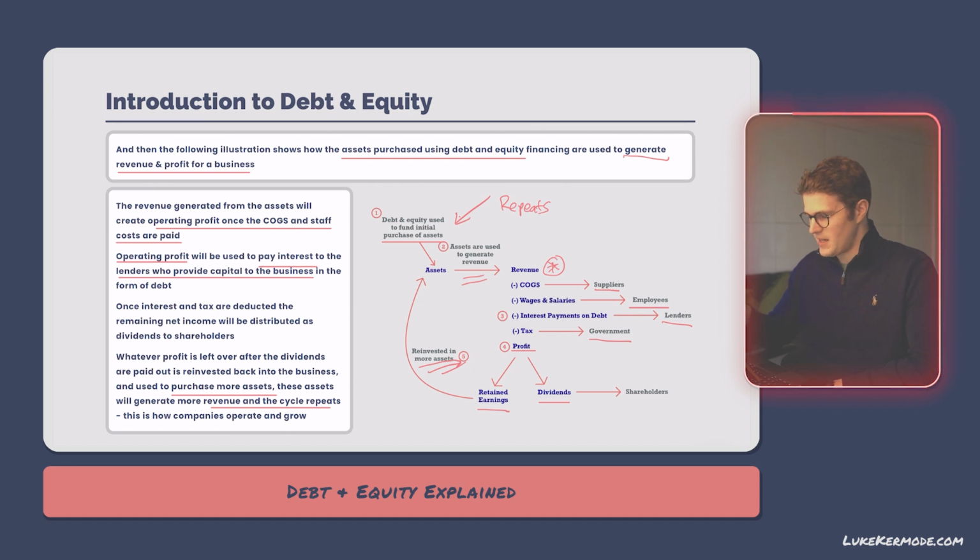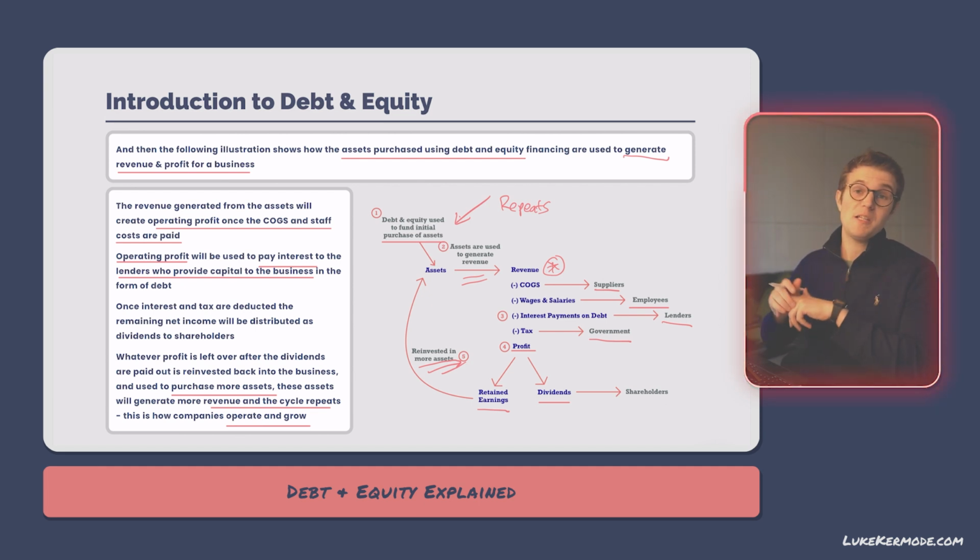We purchase more assets, those assets will generate revenue, will generate more profit, and the company will grow. And that all starts from that initial debt and equity financing. So that initial financing that comes from debt and equity providers is used to purchase assets, and then those assets will generate profit, and the profit will be reinvested.